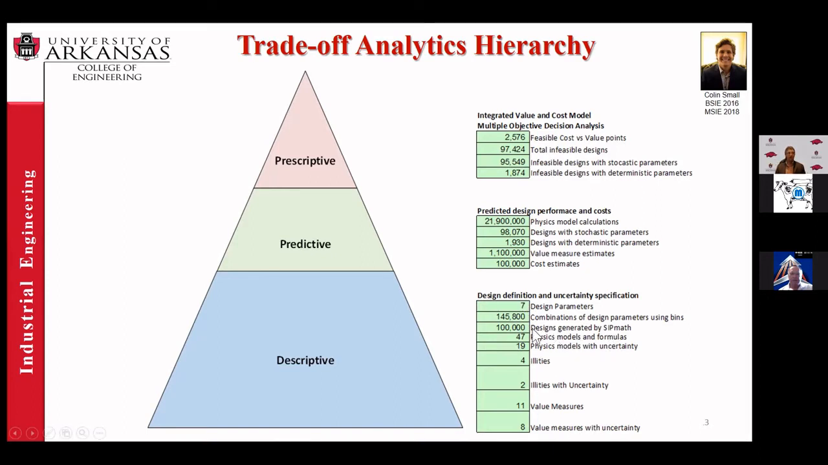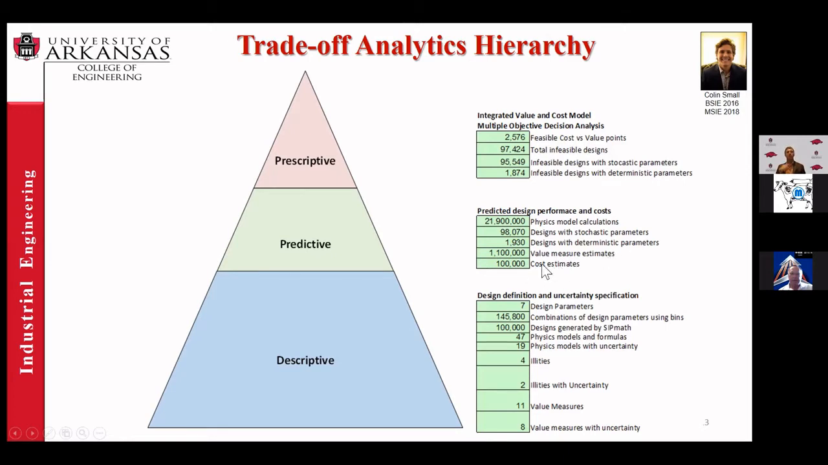Those 100,000 designs based off of those 7 design parameters then trickle through all the models. When you look at the predictive models, yes, there are 47 physics models, and really they're parametric physics equations, right? But when you're trickling all the designs and every calculation going through, the model is making 21.9 million calculations just on those parametric physics equations. Some of them also have, it shouldn't say stochastic, it's really just a probabilistic parameter. But we're making 1.1 million value estimates as well as 100,000 cost estimates.